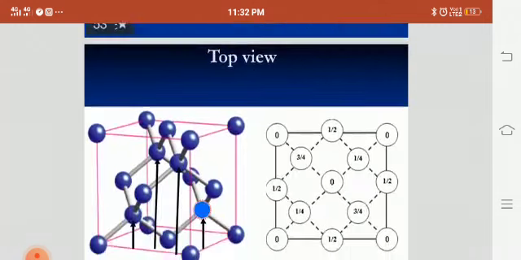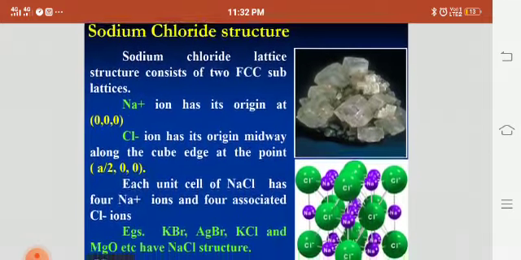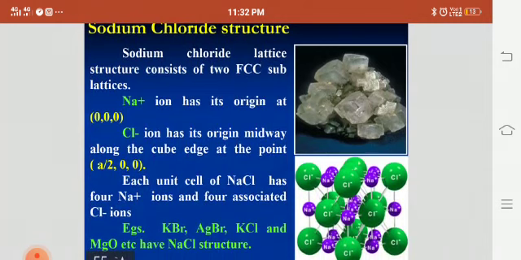Next we will move on to the sodium chloride structure. In case of sodium chloride structure, we can see the chlorine atoms are green in color and sodium atoms are blue in color. Here the sodium chloride lattice structure has two FCC sublattices like diamond structure, where the Na plus ion has its origin at 0, 0, 0, but the chlorine ion has its origin midway along the cube edge at one point, that is a by 2.